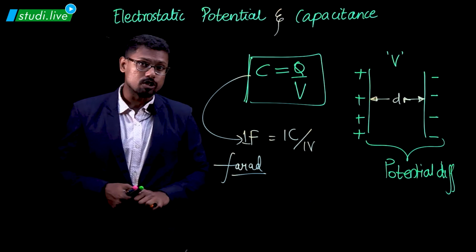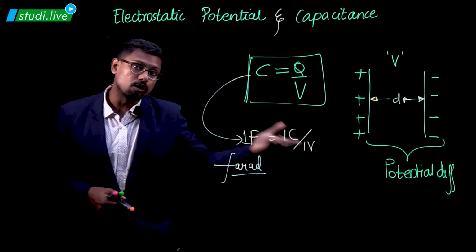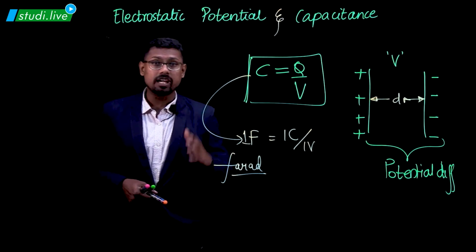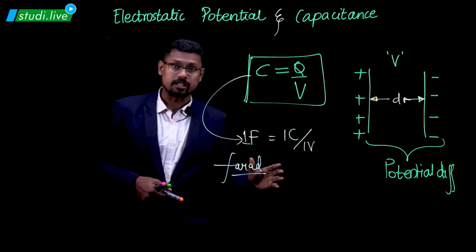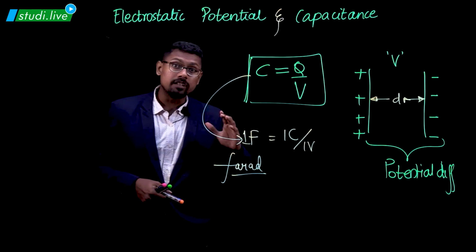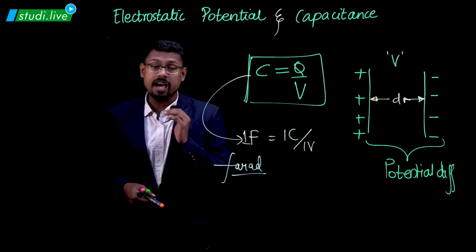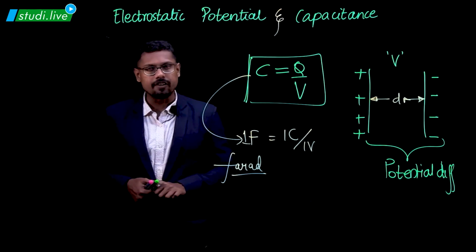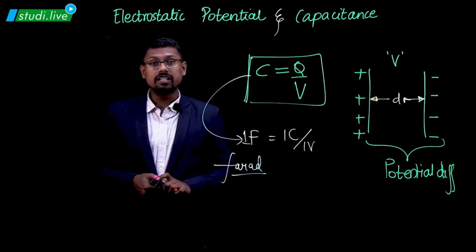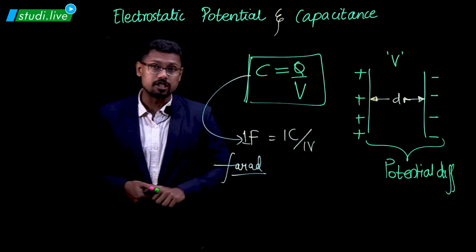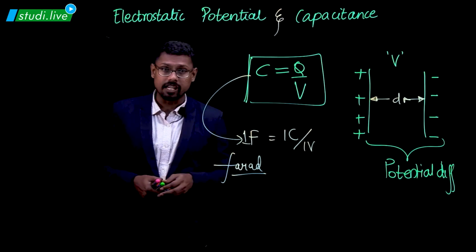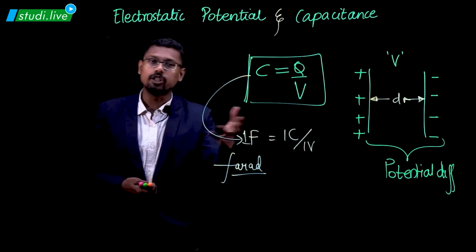There are various terminologies. Some people use microfarads. Microfarad means 10 raised to minus 6 farads. Picofarad is 10 raised to minus 12 farads. Nanofarad is 10 raised to minus 9 farads. Millifarad is 10 raised to minus 3 farads. So farads can have different variations. You can use whichever you like.